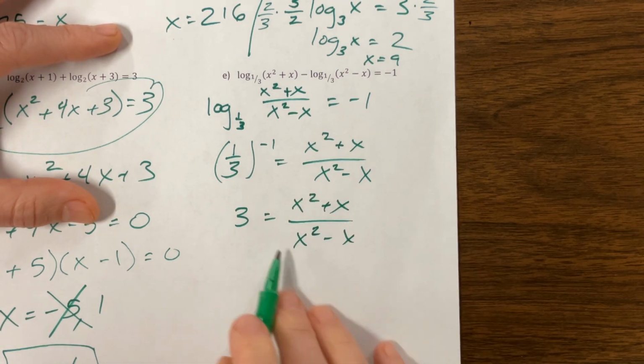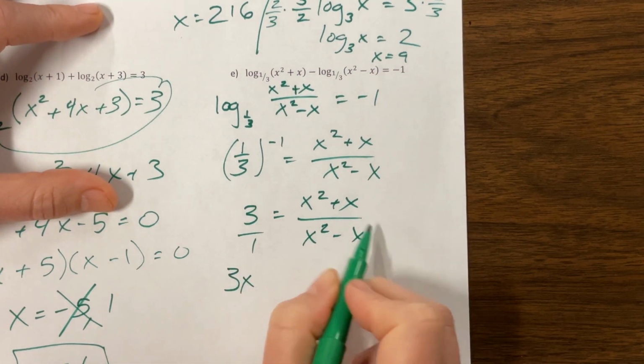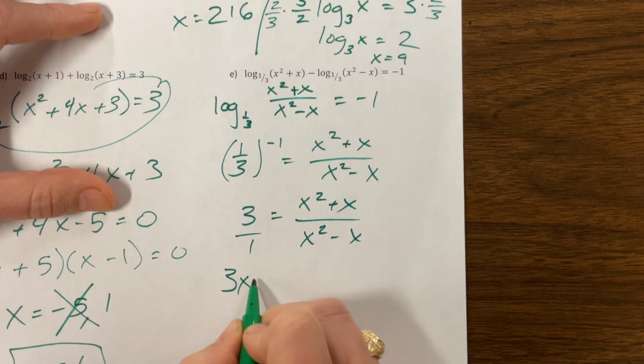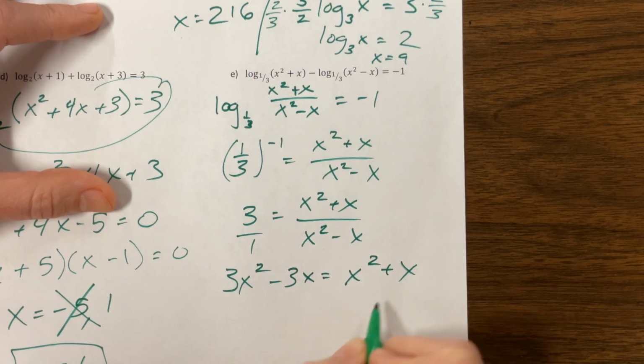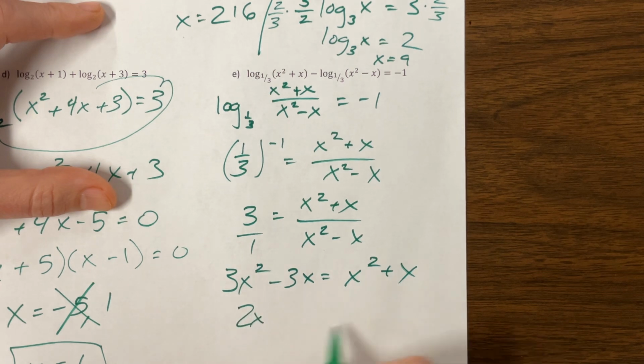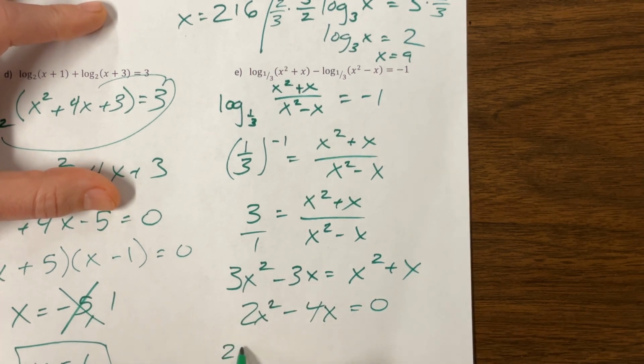I'm going to multiply both, I could cross multiply is what I'm actually doing. 3x, or multiplying both sides by this denominator. 3x squared minus 3x equals x squared plus x. This is 2x, subtract that minus 2x squared. Did you catch my mistake? Okay, good. 2x times x minus 2.